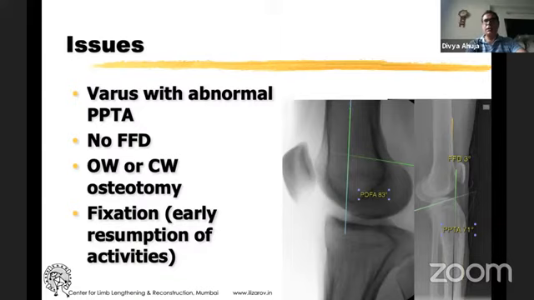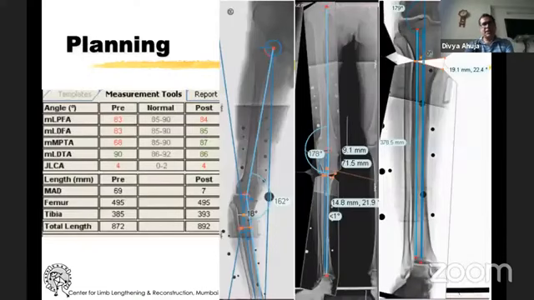The other issue was, again, he needed to resume work and didn't have any leaves left. So we wanted to fix it with internal fixation. And then the question of healing: whether an open wedge osteotomy or a closed wedge osteotomy. So we also did that planning on the trauma CAD. This is showing the open wedge correction, proximal mechanical axis with the MPTA as 87, and the distal mechanical axis.